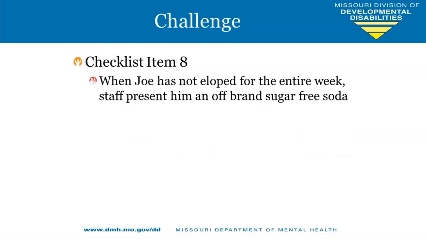This section does have a challenge. When Joe has not eloped for an entire week, staff present him with an off-brand, sugar-free soda. So is this an exemplar or a non-exemplar? And give me some feedback as to why you believe it's an exemplar or a non-exemplar.